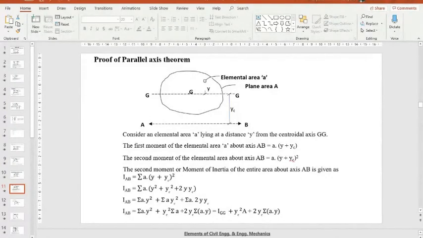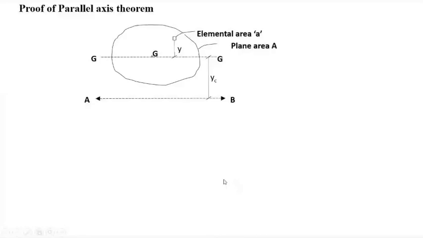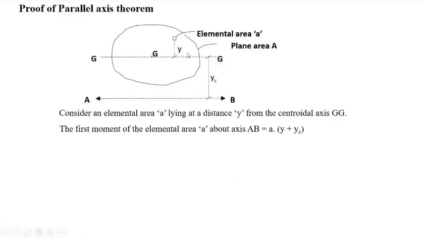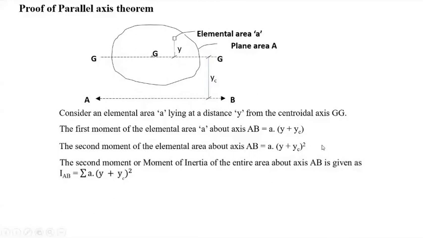First moment of area will be, as I told you, A into the total distance yt, which is equal to y plus yc. Next, the second moment of area will be A into y plus yc the whole square, in other words A into y square is nothing but y plus yc the whole square. You can consider it either in integral form or in summation form.